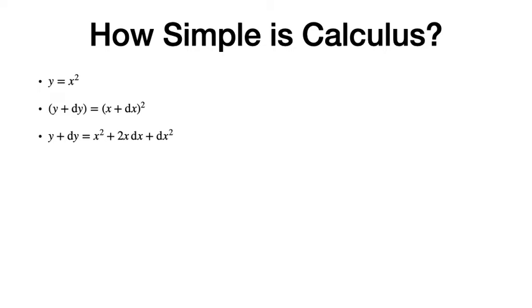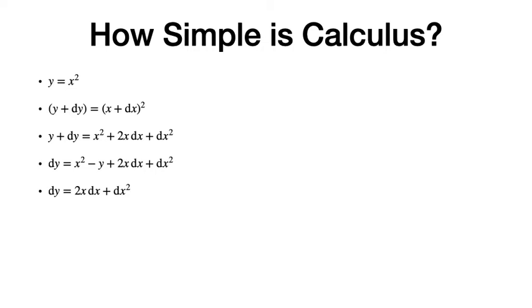Now we're going to subtract, because we're trying to get dy over dx by itself. On the left-hand side we have y plus dy, so we just subtract y from both sides. I put the subtraction right next to the x squared, and the reason is that in the first equation, y is equal to x squared. So x squared minus y is actually 0, and we can get rid of both those terms. Now we have dy equals 2x dx plus dx squared.